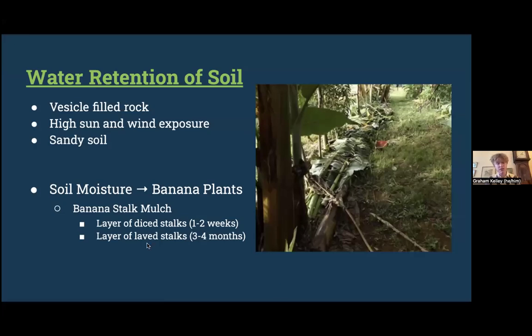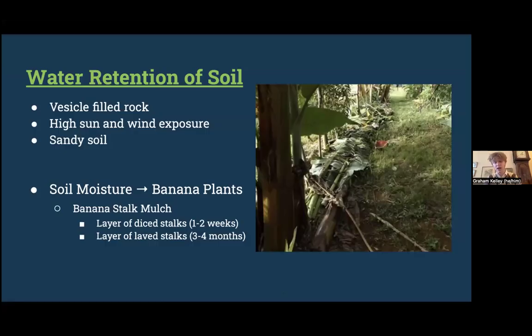The second stage of this is on top of that diced mix, you have a layered mix of halves. And those banana stalk halves are much larger and they decompose much slower. But that also means that they steadily release moisture over the course of the first 3 to 4 months.